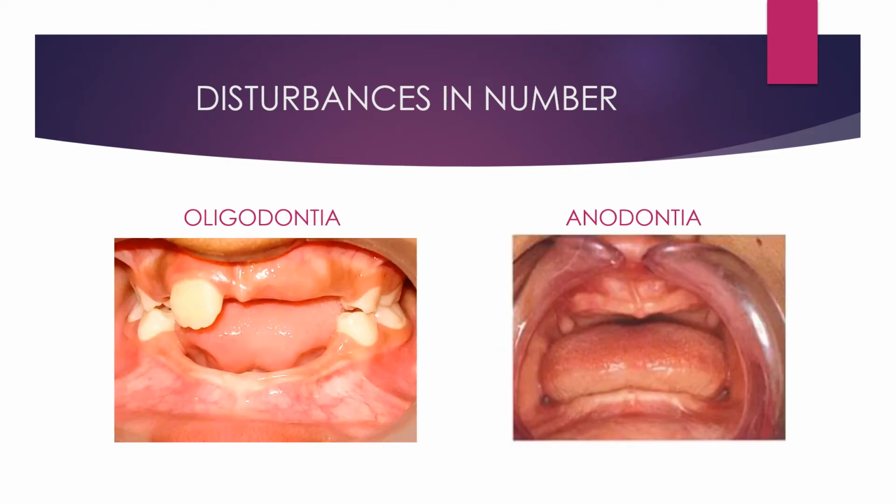So here's an example of oligodontia. This is all the teeth that the patient has. There are no missing teeth. The patient simply has a loss of more than 6 teeth. And in anodontia, there's a total absence of teeth.